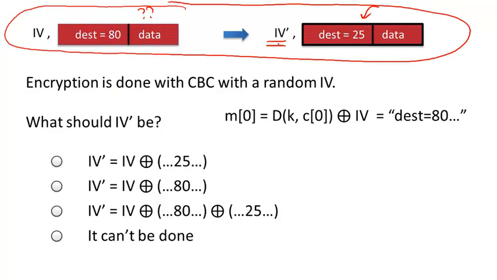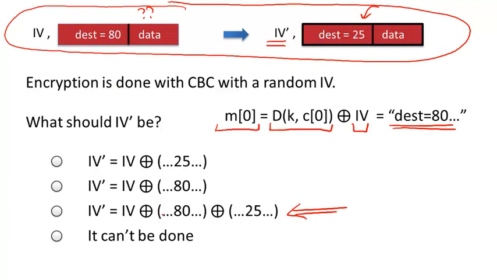Let me remind you that the way you decrypt CBC encrypted data is that the first plaintext block is simply the decryption of the first ciphertext block XORed with the IV. And we know that in the original packet, this is going to read dest equals 80, because in the original packet, the destination port is port 80. So now my question to you is, how would the attacker change the IV so that the destination port will read dest equals 25?